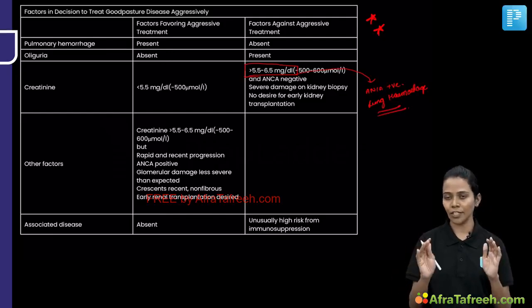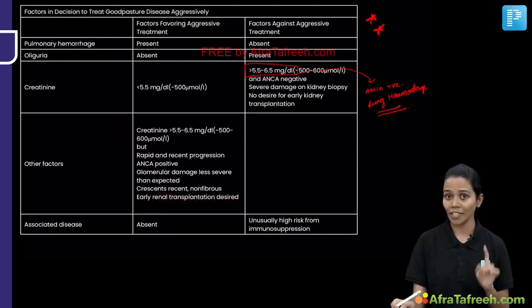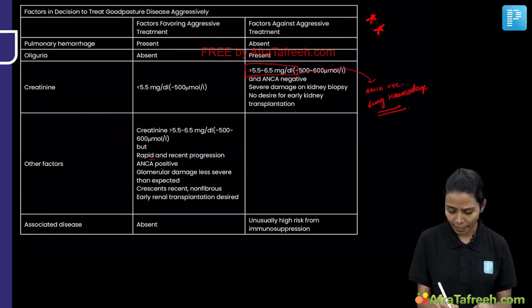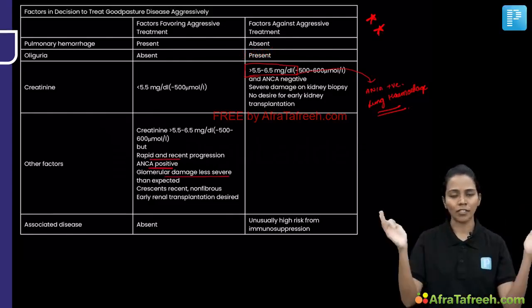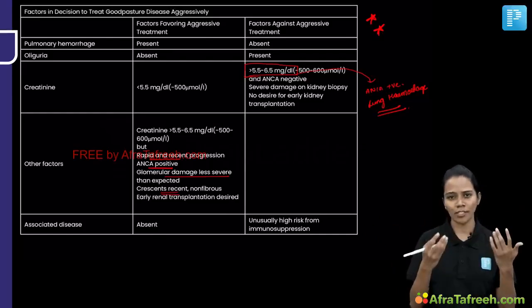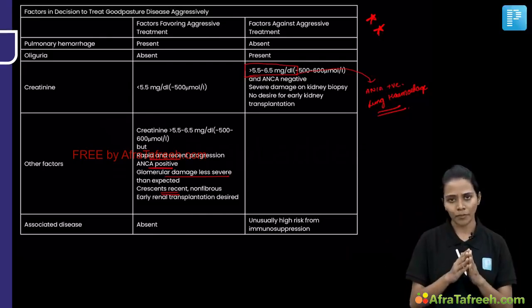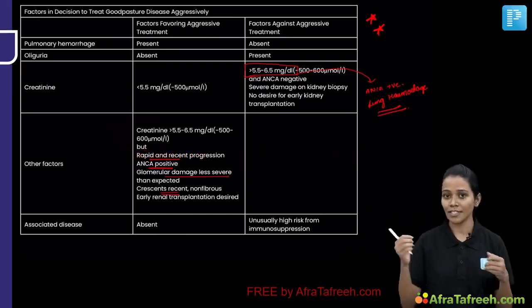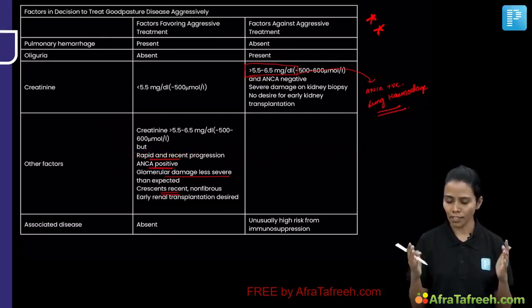Okay, so these two conditions are absolute indications to go for plasmapheresis and immunosuppression even if creatinine is more than 5.5. There are other indications like rapid and recent progression, that is, suddenly the patient comes, ANCA is positive, glomerular damage is less severe, that is, the crescents are not there in all glomeruli, it's very less, and they are recent crescents. So we know crescents can be fibrinous or cellular, or in between. So if the crescents are cellular, you know that they are recent and they're going to respond to therapy, then you can consider immunosuppression.